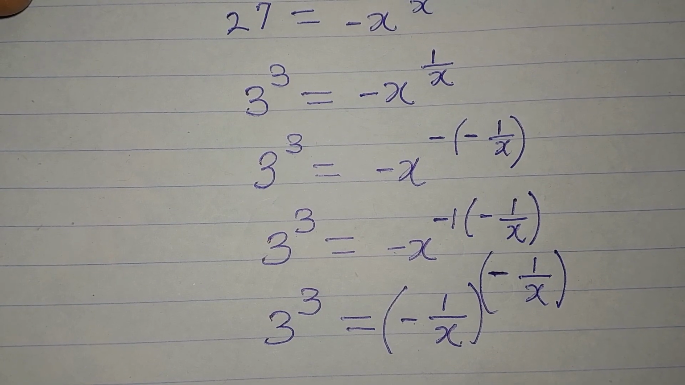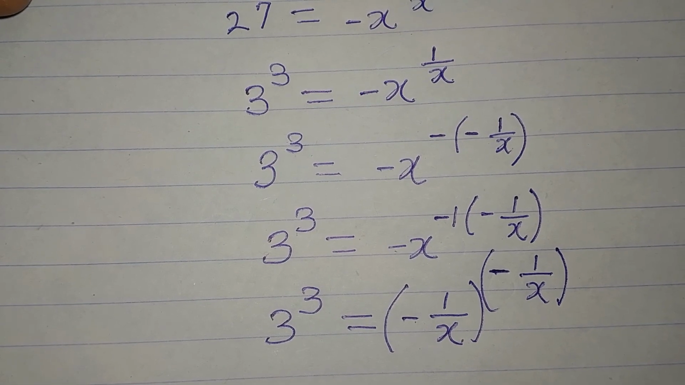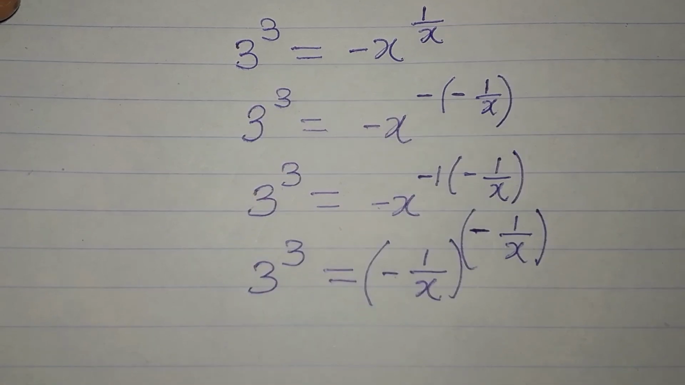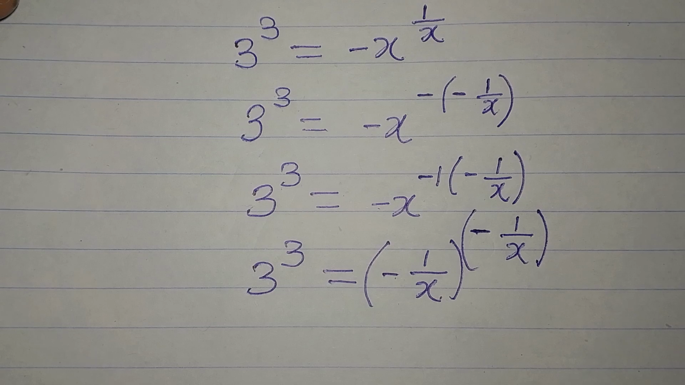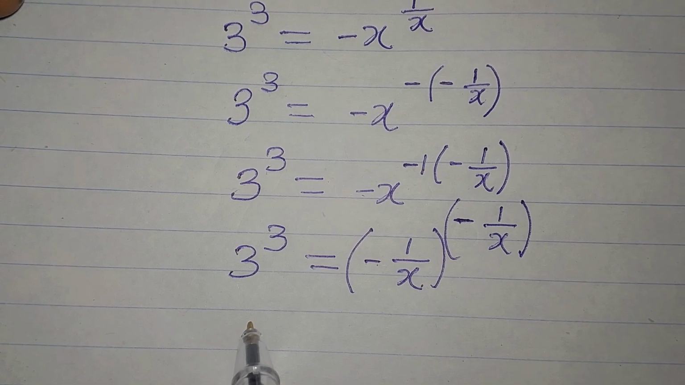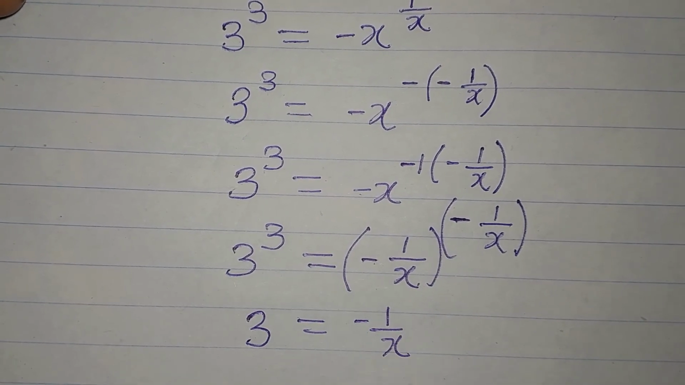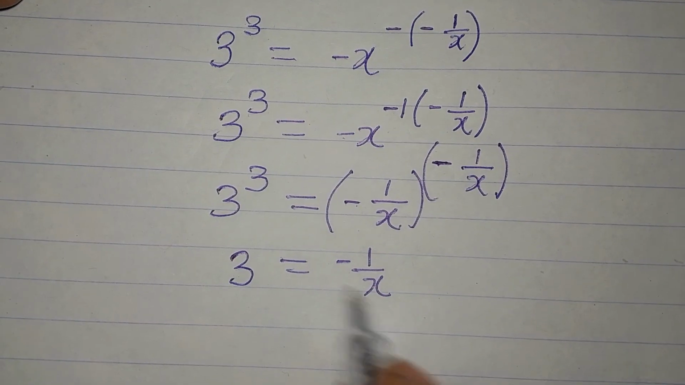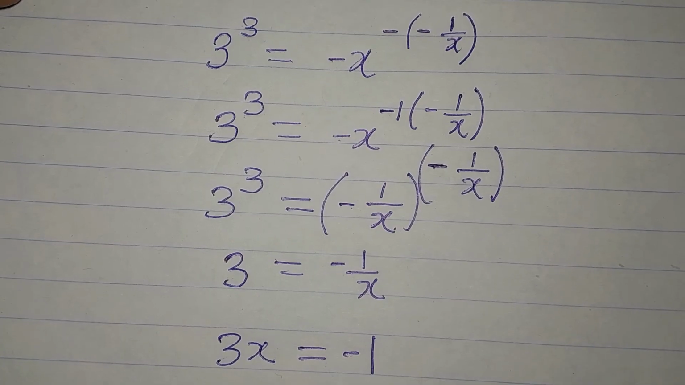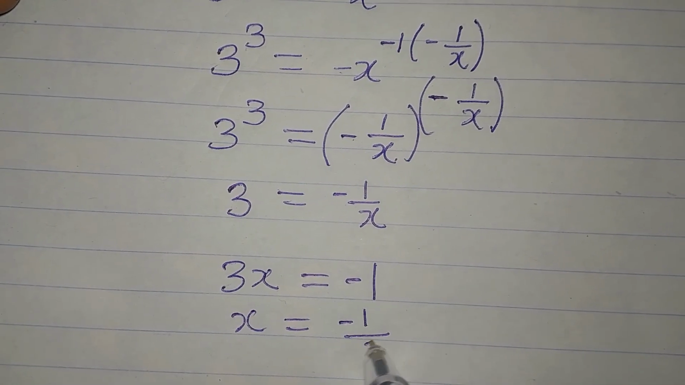Now, look at the base and the power. They are now the same thing, and we did not change the equation. So now let's compare the bases and then compare the powers. From the base, we have 3 equal to minus 1 over x. Then we cross multiply so that 3x will be equal to minus 1. And this means that x is equal to minus 1 over 3.